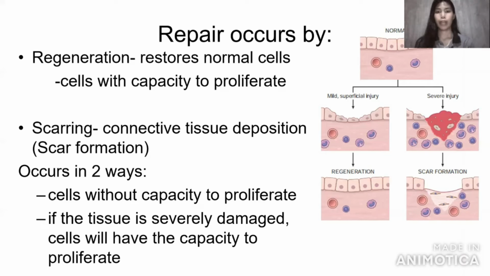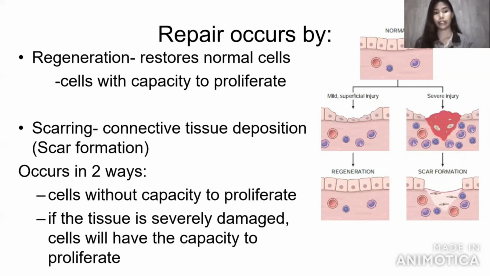Repair occurs in two ways. First is regeneration, which restores normal cells, and second is where there is connective tissue deposition, which results in scar formation. Restoration of normal cells in the case of regeneration occurs only in tissues which have the capacity to proliferate. When we say proliferate, it means rapidly increasing or multiplying.